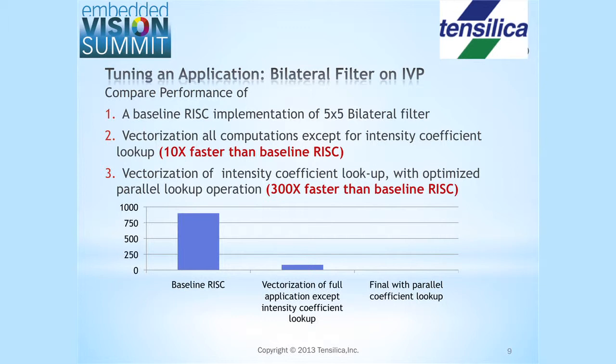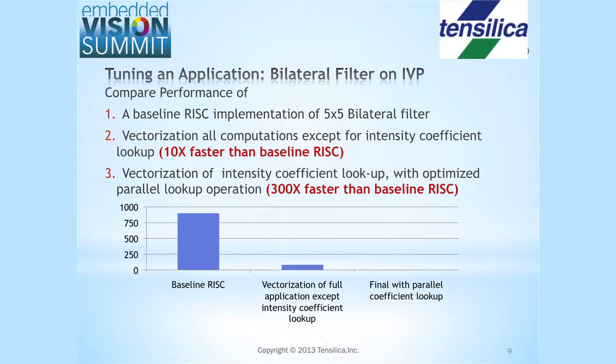And then we came up with this way of using this parallel table lookup method to vectorize the intensity lookup function. And that got us essentially another factor of 30. So overall, we get down to just a few operations per pixel. A few cycles per pixel.